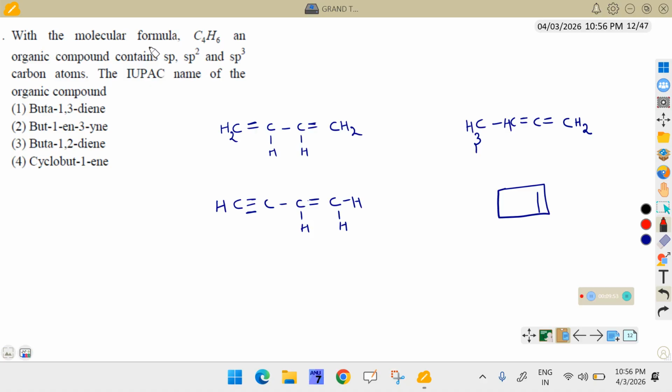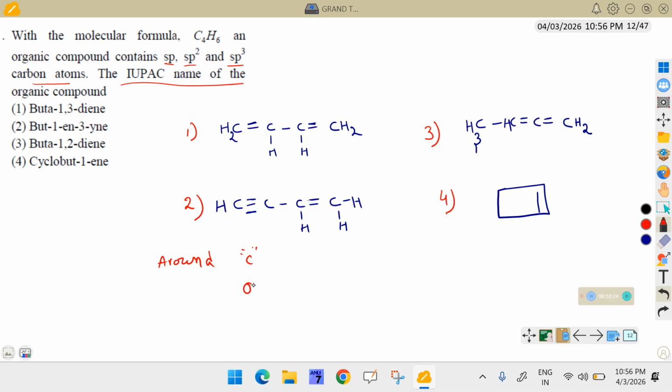With the molecular formula C4H6, an organic compound contains sp, sp2, sp3 carbon atoms. What is the IUPAC name of the organic compound? First is but-1,3-diene, second is but-1,3-yne, third is given as but-1,2-diene, fourth is cyclobut-1-ene.